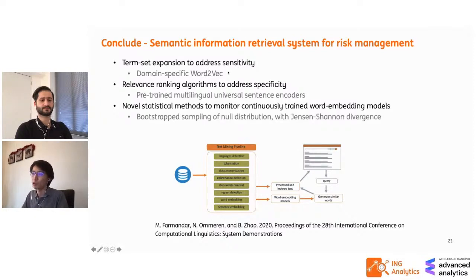Because we're continuously training the word embedding models, we've also presented to you a novel statistical approach we're using to continuously monitor the trained models that are currently in production. This is done via a bootstrap sampling approach of the node distributions, with the distances of the distributions measured based on Jensen-Shannon divergence.